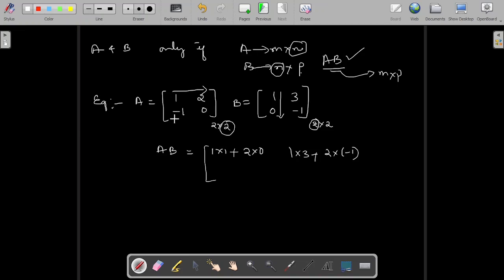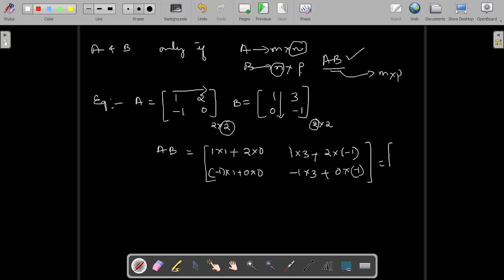Similarly, now I am going to second row. In the answer also come down. Then second row with this first column, minus 1 into 1 plus 0 into 0. First element with this first element, second to second. Then minus 1 into 3, second row, second column, plus 0 into minus 1.